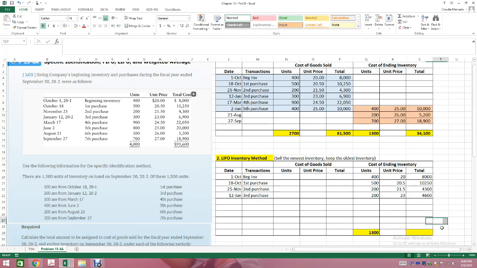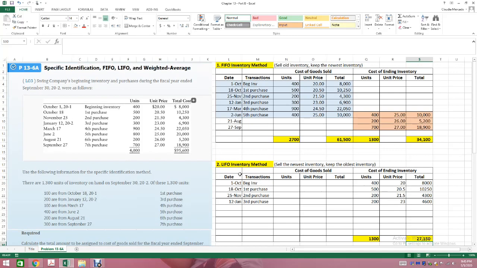Now, how much are those 1,300 units that you have sitting in your warehouse valued at using the Lifo method? Under the Lifo method, we add the total column, and that gives me $27,150. So if you see here, whether you use Fifo or Lifo, you're still going to have 1,300 units in your ending inventory. That is what the problem is telling you you have, but the value is different.